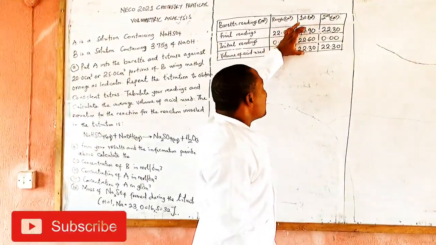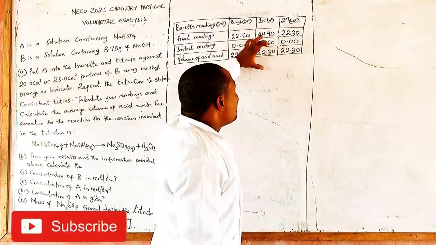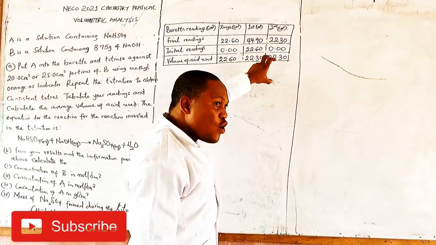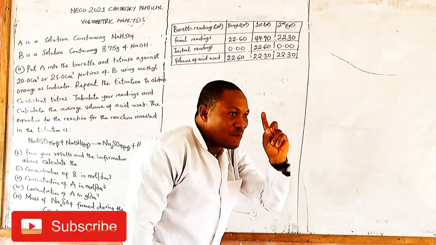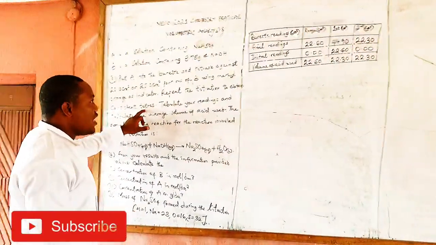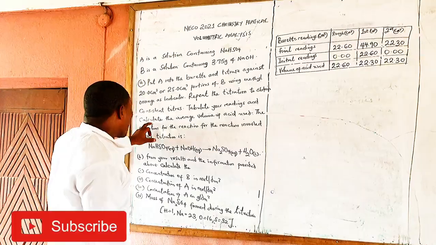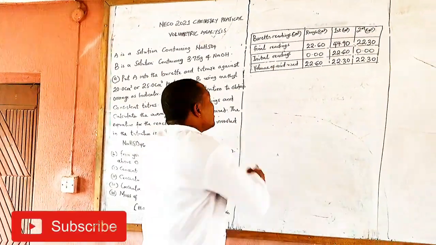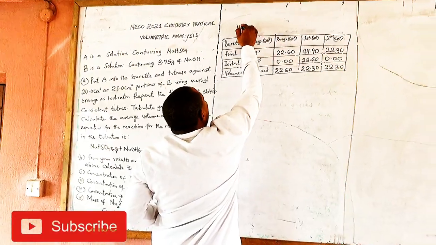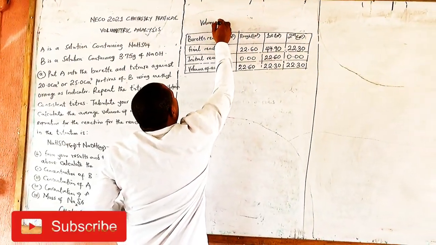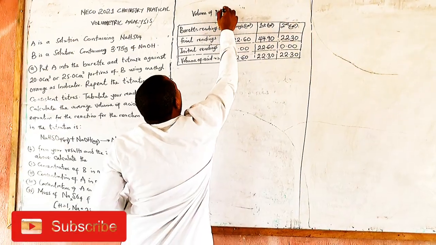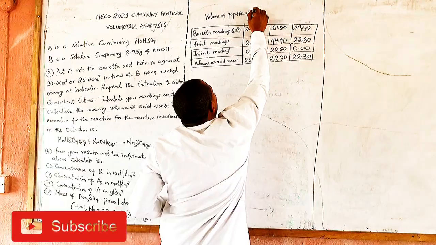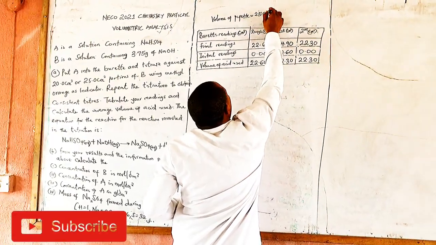Meaning, if I'm titrating for 3 or 4, which is around first, second, and third, 2 out of that must be the same, consistent titers. Okay, so tabulate your readings and calculate the average volume of acid used. I've tabulated my readings. Don't forget, you are going to indicate the volume of the pipette used. It must be indicated because we have 20, we have 25. That would be 25 centimeter cube.